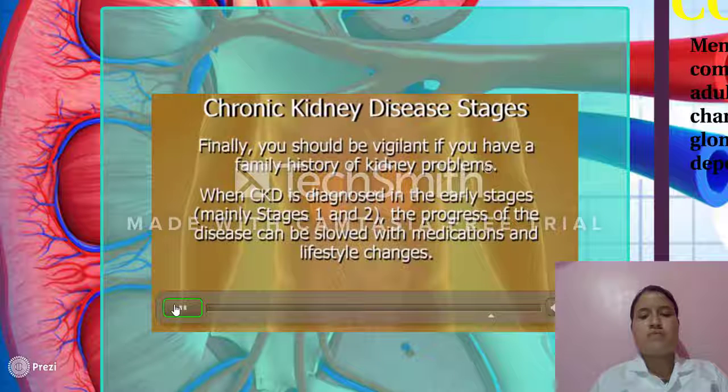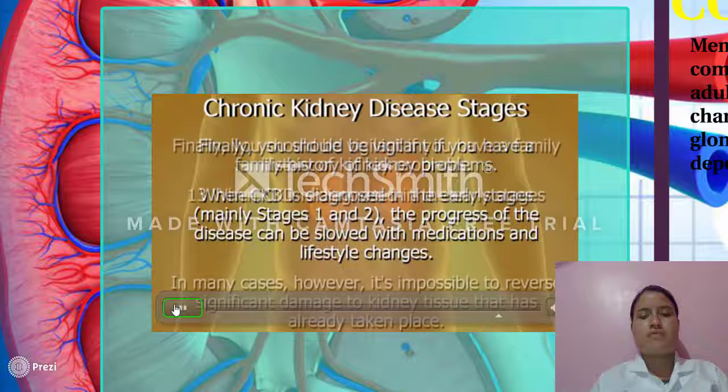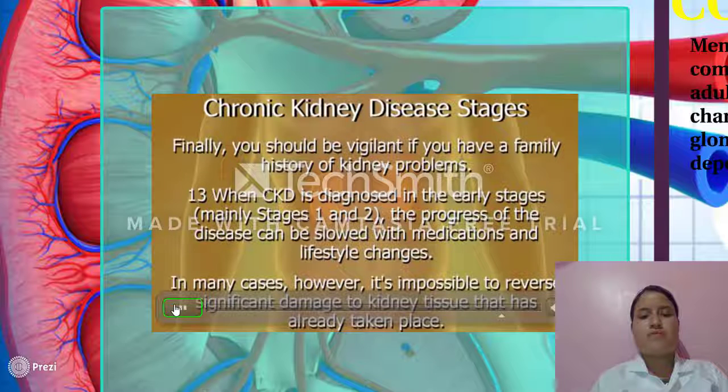When CKD is diagnosed in the early stages, mainly stages 1 and 2, the progress of the disease can be slowed with medications and lifestyle changes. In many cases, however, it's impossible to reverse significant damage to kidney tissue that has already taken place.